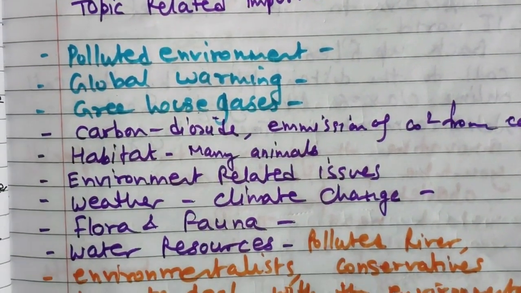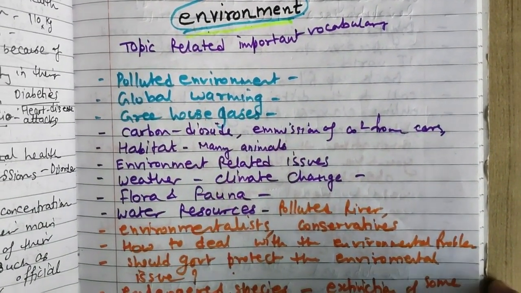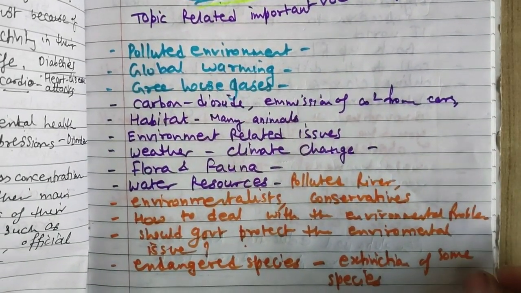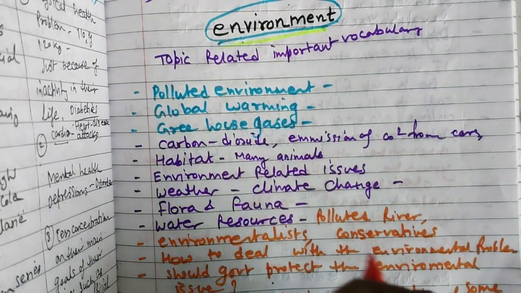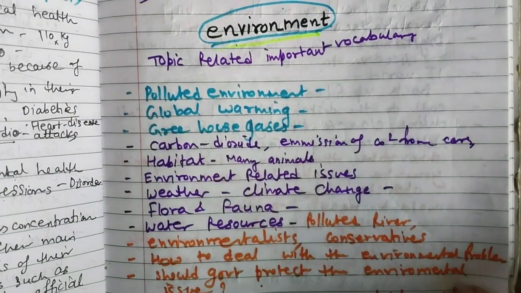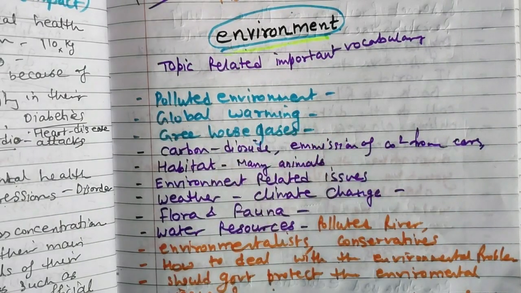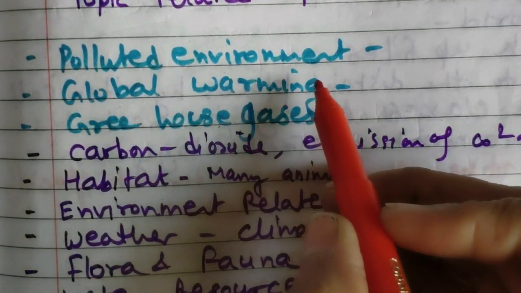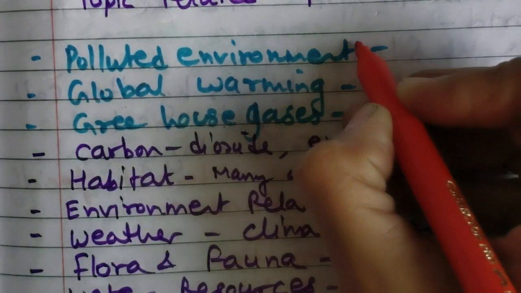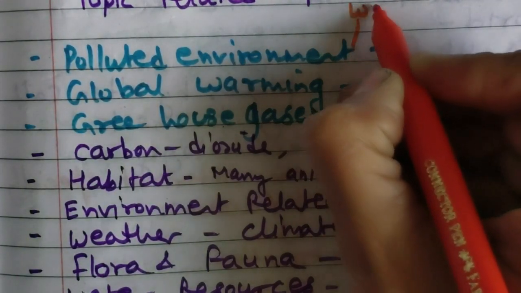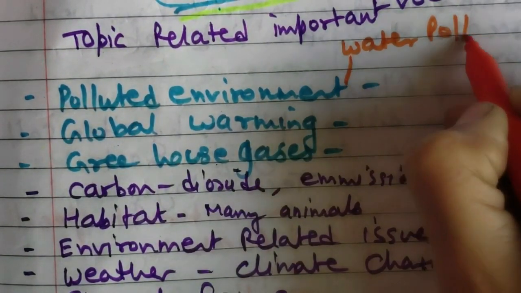See, this is what I have written for one topic. For one topic I have written this many things, so we can elaborate this topic. So polluted environment, what other words can we get for polluted environment? For polluted environment we can have water pollution.